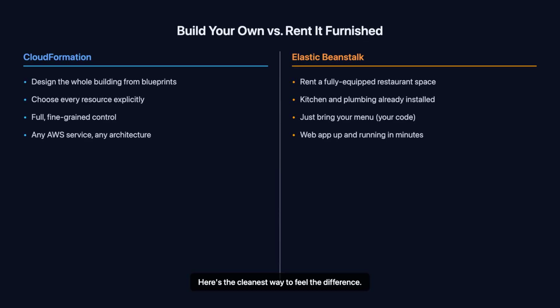Here's the cleanest way to feel the difference. CloudFormation is like designing your own restaurant from blueprints. You choose the kitchen layout, the number of tables, the wiring, every detail. You get full, fine-grained control over any Amazon Web Services service and any architecture you can imagine. Elastic Beanstalk is like renting a fully equipped restaurant space. The kitchen and plumbing are already installed. You just bring your menu, which is your code, and you're serving customers in minutes. One gives you control. The other gives you convenience.